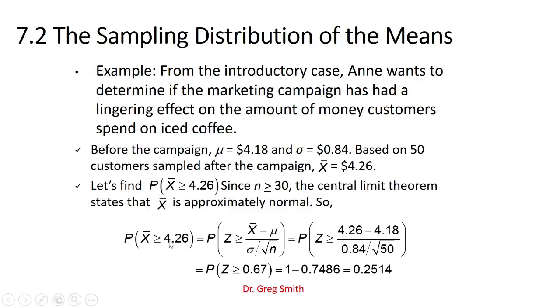What I do is an x to z conversion. I take my x value of 4.26, subtract away the mu. That's what we believe. This ultimately leads to hypothesis testing. Is it really 4.18, or maybe, just maybe, it's 4.26? So in this case, it's more. Standard deviation is 0.84. Take the square root of n, in this case 50, and we get a z value of 0.67. That's a positive z value. It's above 0, so it's going to be on the right-hand side.